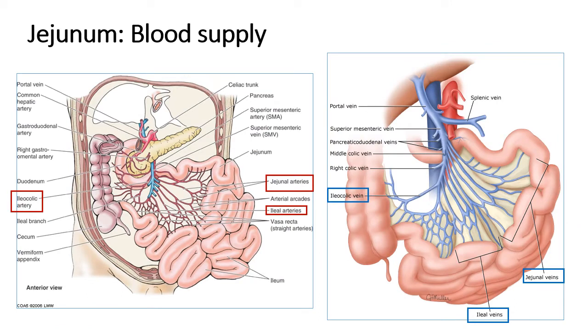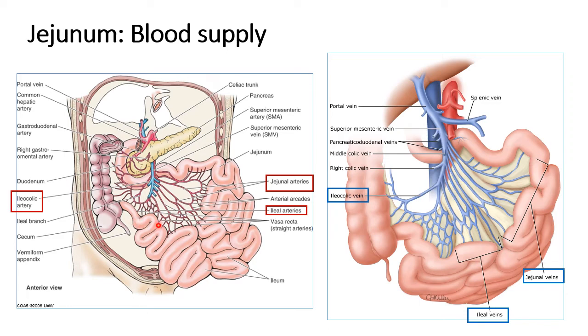The blood supply of ileum and jejunum. You should know by now that the ileum and jejunum both belong to the midgut, so they should be supplied by the superior mesenteric artery, which has jejunal branches and ileal branches. So jejunal arteries and ileal arteries branch from the superior mesenteric artery.